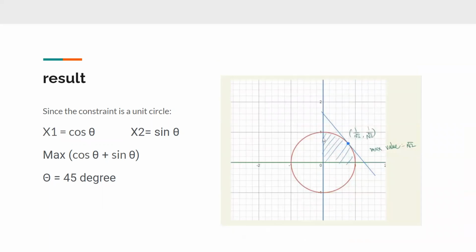And since the constraint is a unit circle, x1 equals cosine theta and x2 equals sine theta, and in order to find the max of cosine theta plus sine theta, which is this point, theta is equal to 45 degrees. Then we could see that when theta is equal to 45 degrees, x1 equals 1 over radical 2, and x2 is also equal to 1 over radical 2. So the maximum value of x1 plus x2 is radical 2.